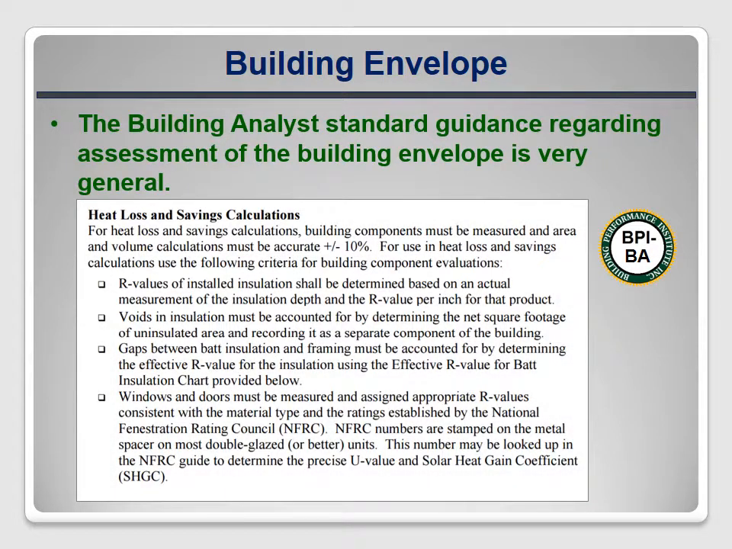First, it indicates that heat loss and saving calculations are likely to be part of an assessment, and the building must be measured to within 10% to ensure the accuracy of those calculations. Next, it provides short statements about how the insulation, windows, and doors should be assessed for their R and U values. It refers to the charts we reviewed in an earlier lesson. That's the extent of the details about insulation assessment.